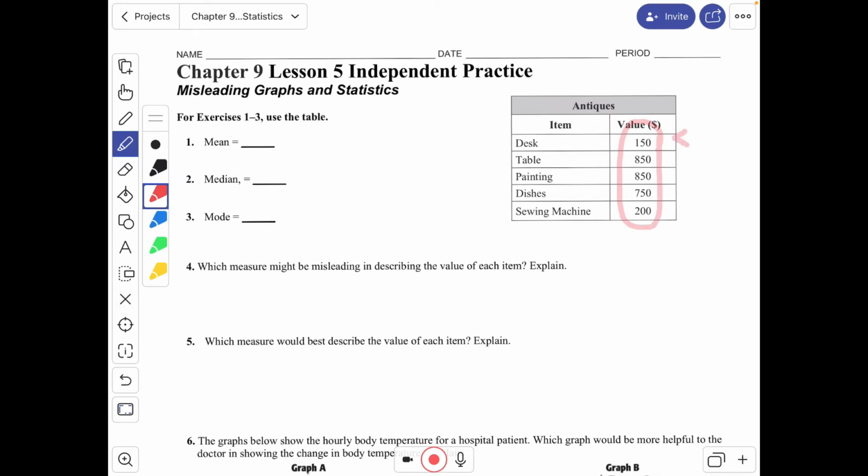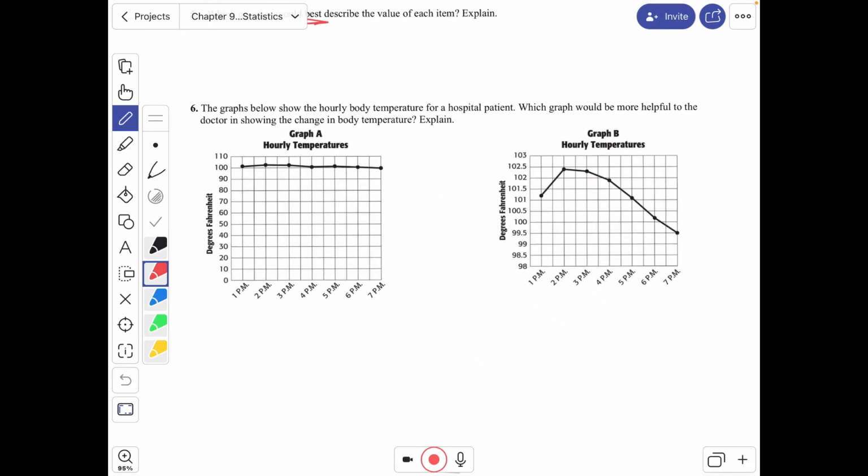Notice that some of them are really low, and some of them, 3 of them, are kind of close to each other. So a number that's near the majority would probably be the best representation. The number that is the farthest away would probably be a bad representation. That would be misleading. So pick which one's going to be the most misleading and which one would be the best. And then you're going to make a decision about a chart.